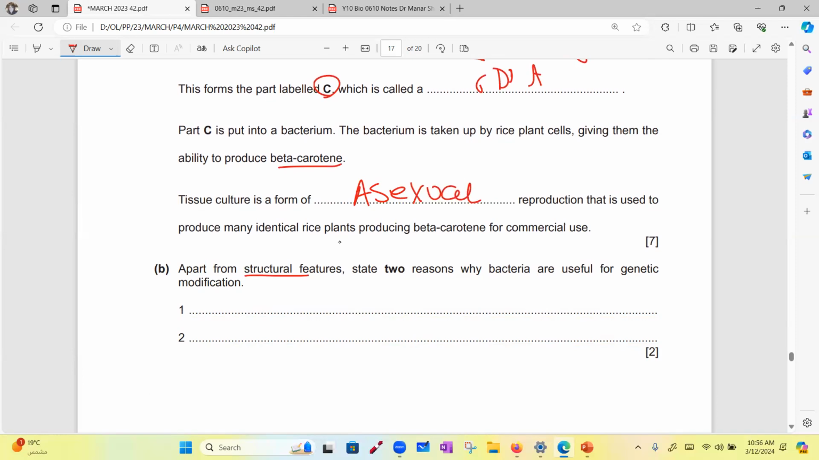Apart from the structural features, state 2 reasons why bacteria are used for genetic modification. Rapid reproduction, they're cheaper, no ethical concerns over their use. They have a plasmid, which is used as a vector to transport genetic material. They have a universal genetic code like all the other species. There are so many reasons why we use bacteria.